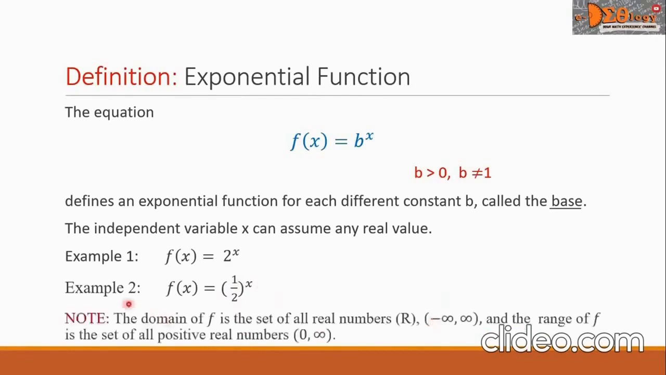There is a note that the domain of the function is the set of all real numbers R, and this is the interval notation, negative infinity to positive infinity, and the range of f is the set of all positive real numbers, and this is the interval notation from 0 to infinity. Take note, we are using the parentheses for the 0, and 0 is not part of the solution.